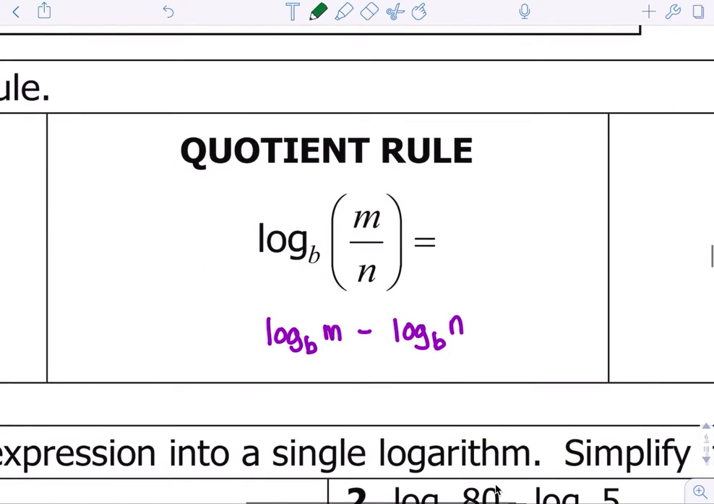Quotient rule is if you have a logarithm and its base, and the argument is m divided by n, then what you're really doing is subtracting log base b of m minus log base b of n.